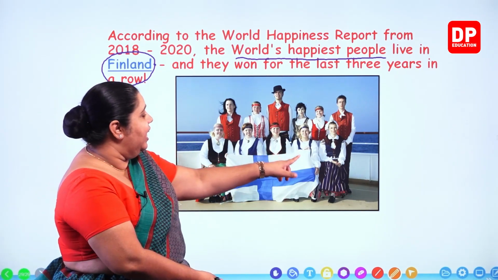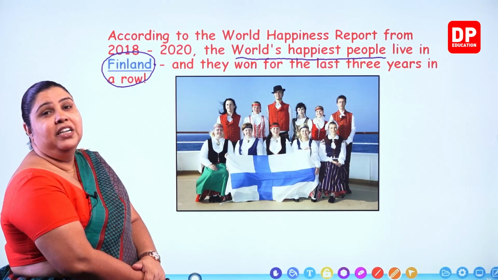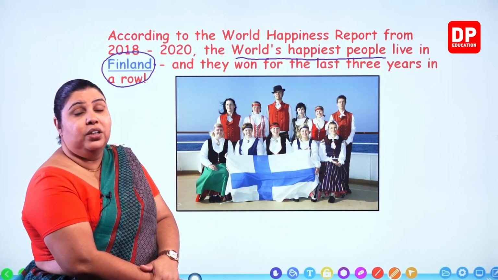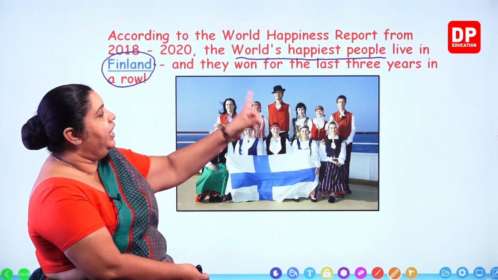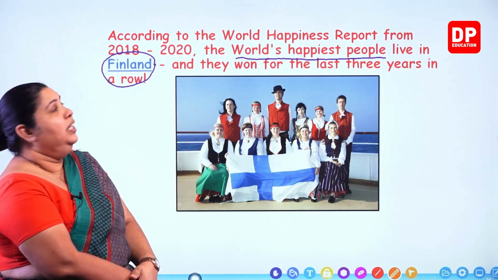This is their national flag. Right? So they hold the record not only once, and they won for the last 3 years in a row.